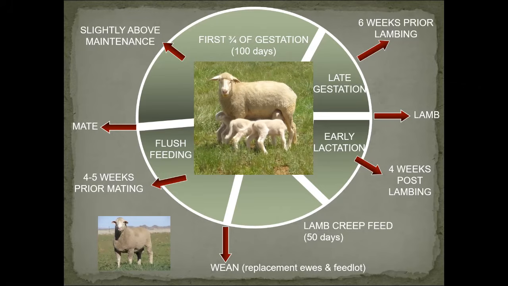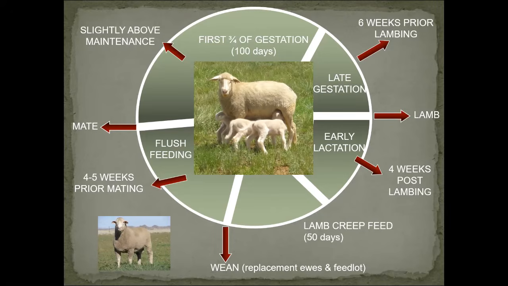Gestation is usually 150 days, of which for the first 100 days we're only focusing on maintenance. The last 6 weeks before lambing is one of the most important stages in this production cycle of the ewe. We call it the late gestation or late pregnancy period. All right, then after lambing, we move into early lactation. That would be the second most important stage, the first 4 weeks after lambing, or post-lambing.